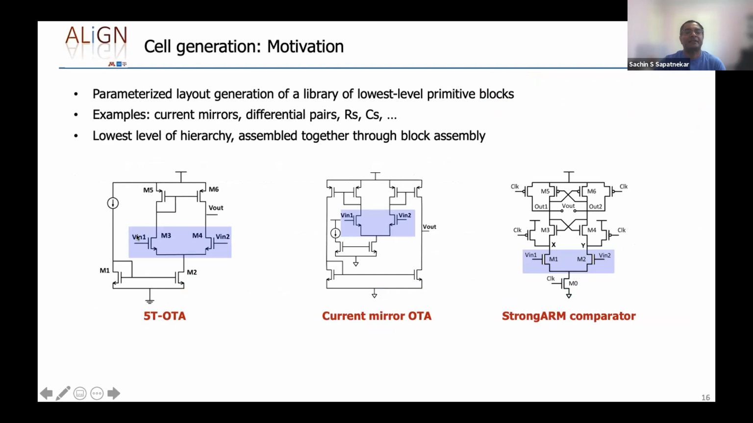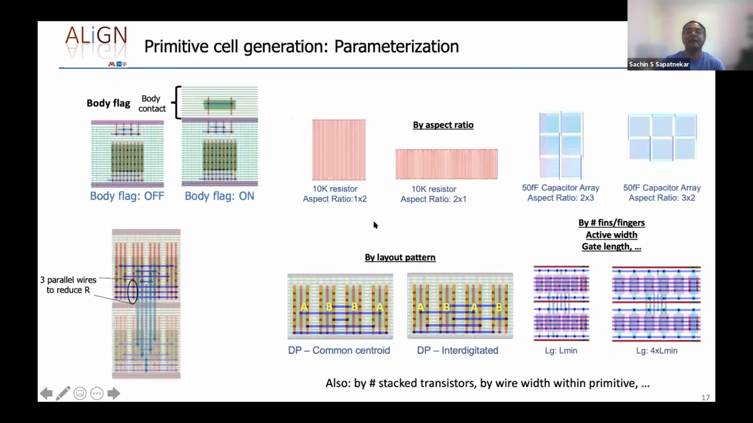Once we have this abstraction, then we want to perform cell generation. So if we have a larger circuit, we can identify structures that appear often. In this case, we are looking at differential pairs that appear in a bunch of circuits. So we would want to have a primitive that's called a differential pair. We have the ability to parameterize these primitive structures. So we can, for example, add a body contact or not. We can change the aspect ratio. If it's an array structure, we can have an n by m or m by n, or basically any other permutation of the array structure.